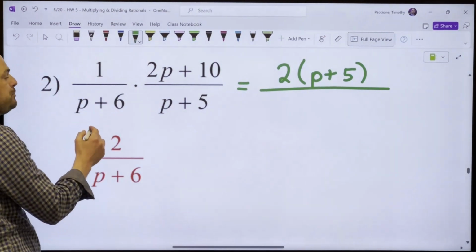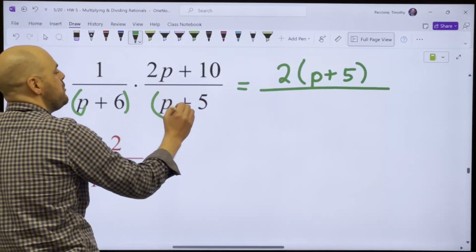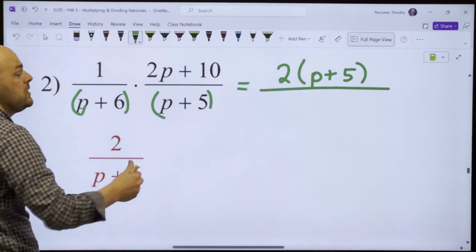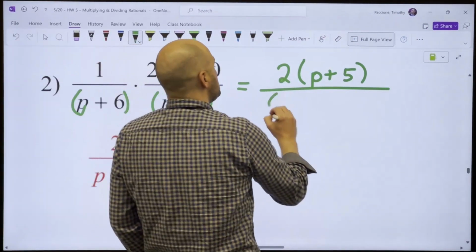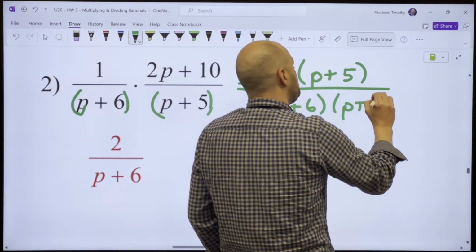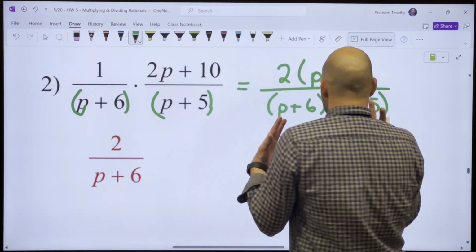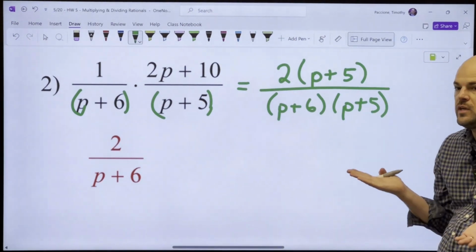And on the bottom, I have this times this. Now remember, these are groups. Anytime you have something on the top or the bottom of the fraction, there are invisible parentheses around it. So this becomes p plus 6 and p plus 5. And because I've broken everything down, I don't need to think about what goes into what. I just look for exact matches.